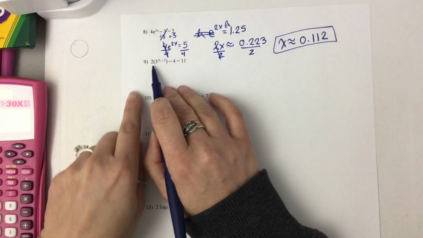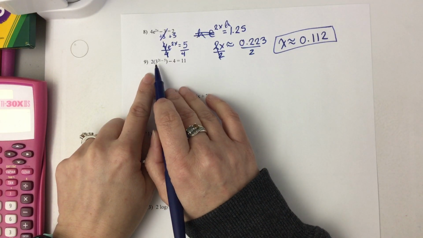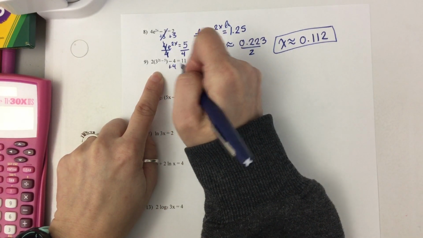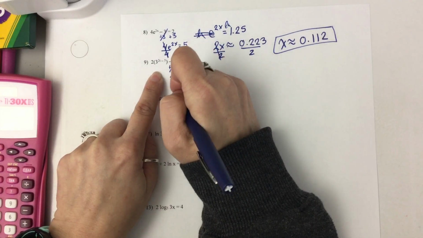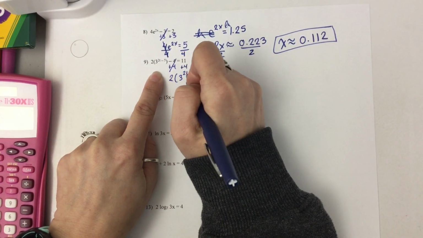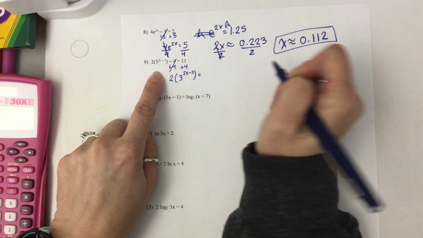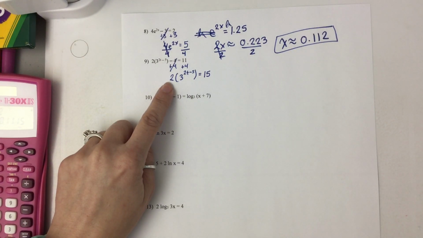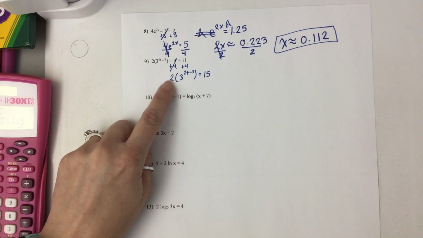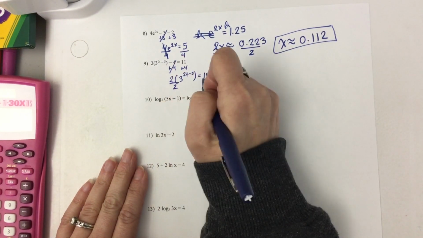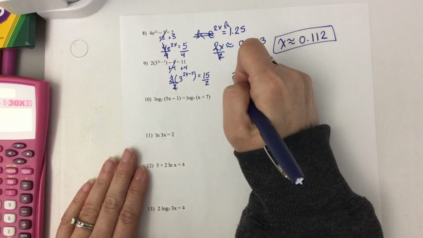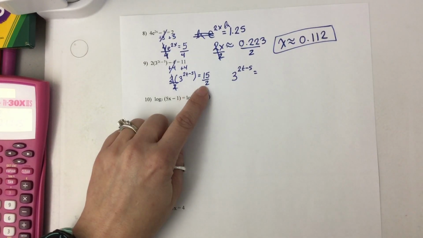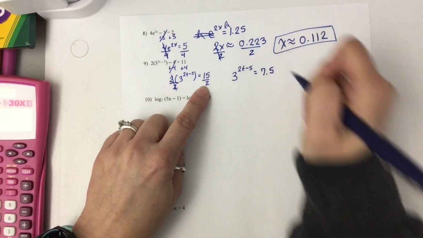Okay, so step 1. I need to isolate my exponential base. So I'm going to first add 4 to each side. 2 times 3 to the 2t minus 5 equals 11 plus 4 is 15. To get rid of this 2, because right now this is a product, I need to divide both sides by 2. 3 to the 2t minus 5 equals 15 divided by 2 is 7.5.